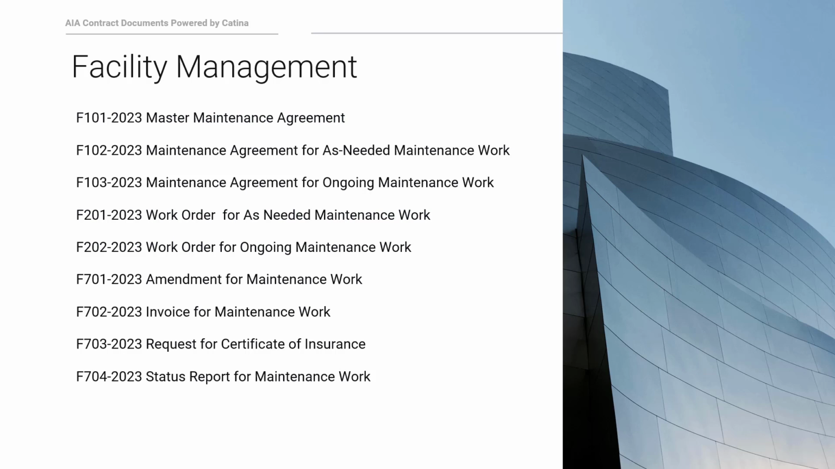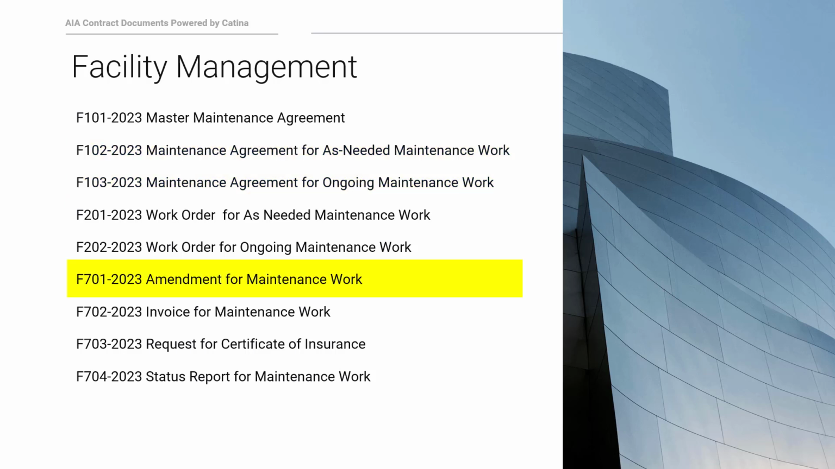There are two standalone agreements, the F102 Maintenance Agreement for as-needed maintenance work and the F103 Maintenance Agreement for ongoing maintenance work. These standalone agreements include the terms and scope of the maintenance work in one form. Unlike when using the F101, a separate work order is not needed when using these standalone agreements. Standalone agreements are used when the contractor will not have recurring work with the client.